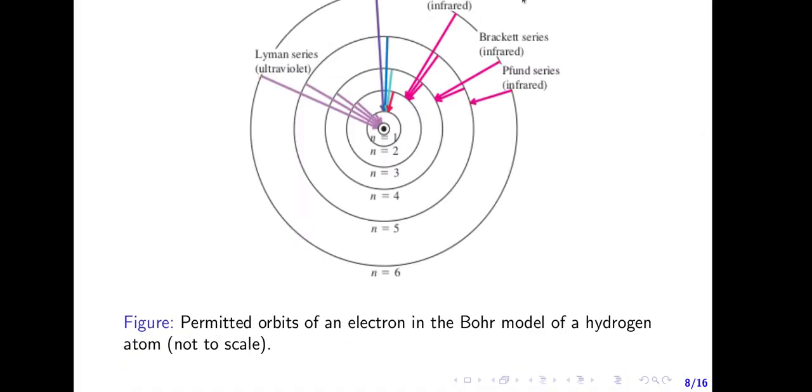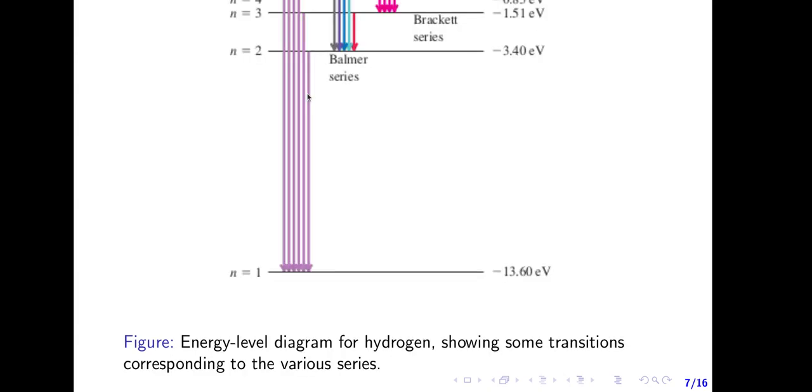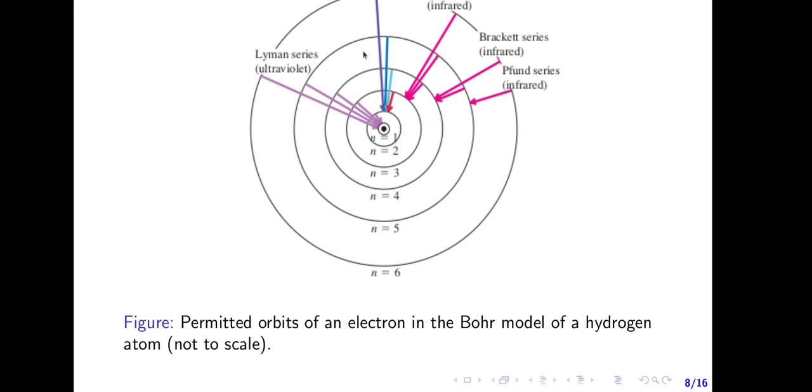Then this is the same diagram, but let me explain something here. So I said the permitted orbit. This is the nucleus. This is n equals 1. Okay, n equals 2, n equals 3, n equals 4, n equals 5, and n equals 6. The nucleus is the big black dot.